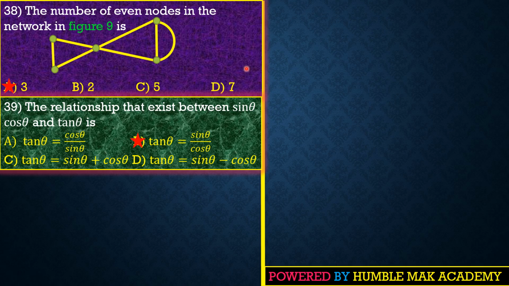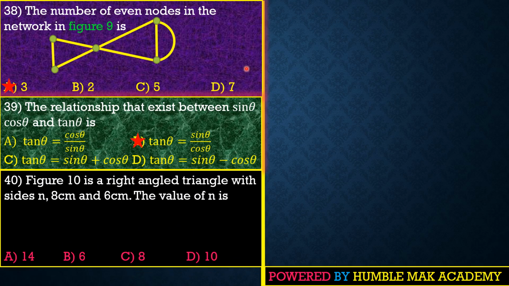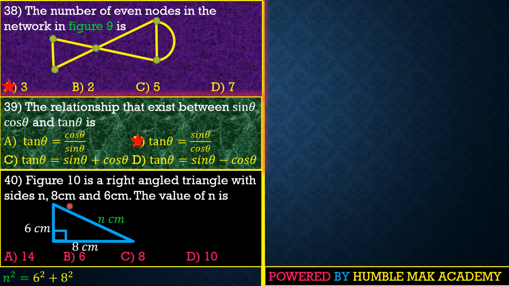Question 40, guys, reads that figure 10 is a right angle triangle with sides n, 8 centimeters and 6 centimeters. The value of n is? According to Pythagoras theorem, the square of the longest side has to be the same as the sum of squares of the other two sides. Namely, n squared has to be the same as 6 squared plus 8 squared.